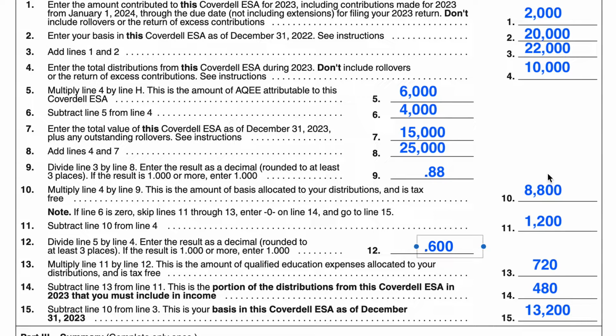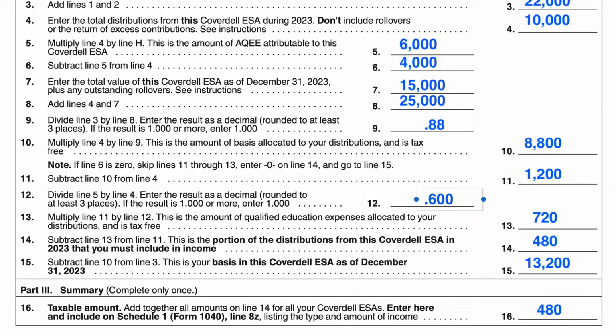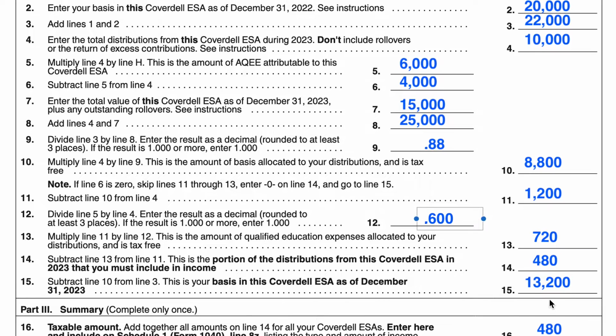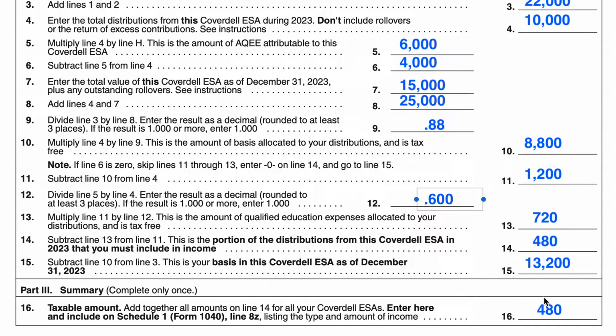And then at the very bottom, we would take the line 14 amount from all of the part 2s. If there were 3 different part 2s, you would add those 3 different amounts and put the total here. And then you would also include that on schedule 1, line 8Z. This is the taxable amount of your distribution, and this would be additional income that you would report on the front page of schedule 1.